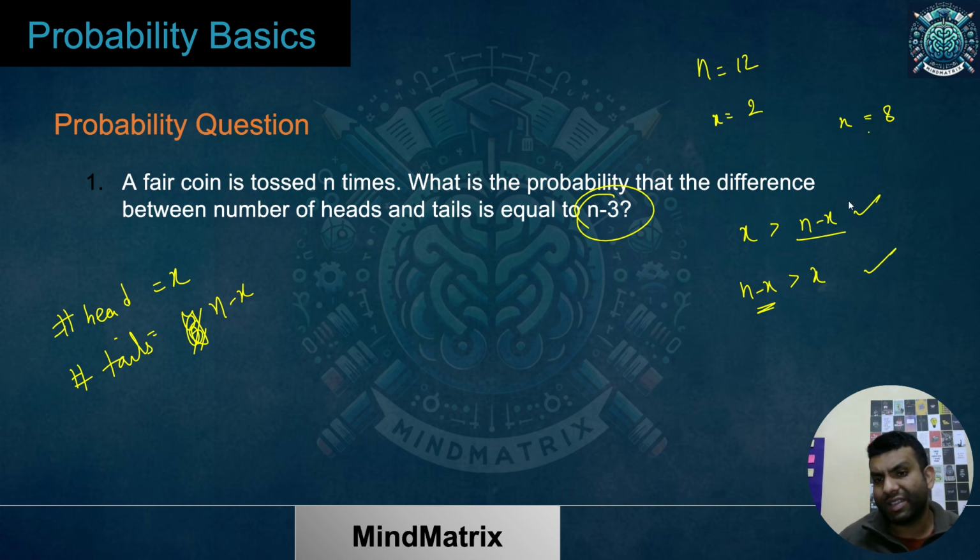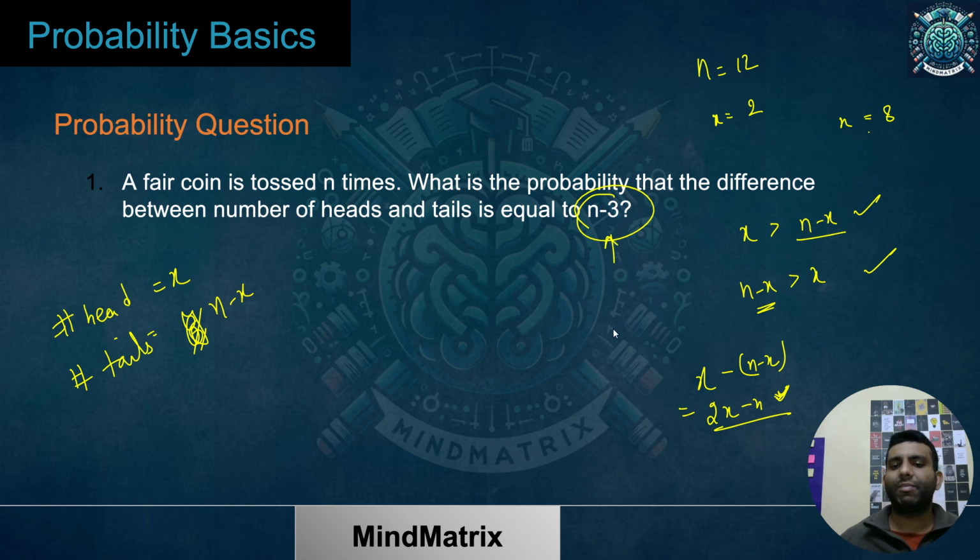So if this is the case, x is greater than n minus x, then what is going to be the difference? x minus (n minus x), which is going to be 2x minus n. The point is very important. Even if x is greater than this, this must be the kind of value we get for the difference. But the difference over here is n minus 3. So we may consider that n is common. That means 2x must correspond to 3.